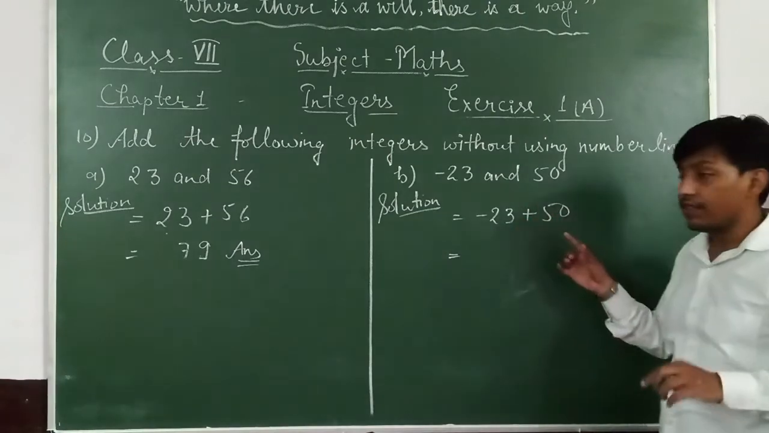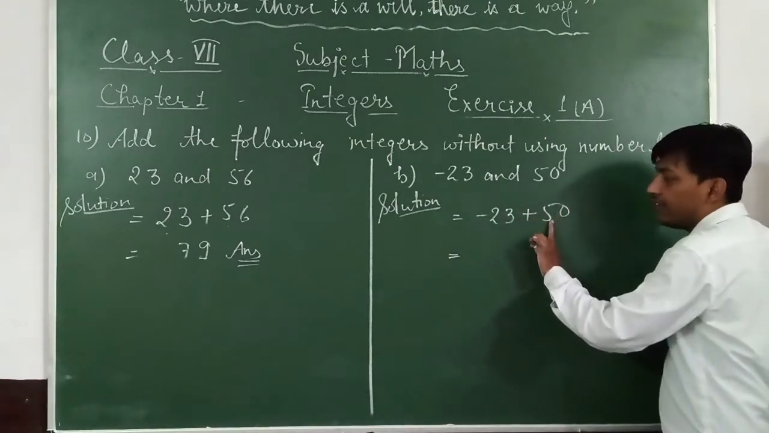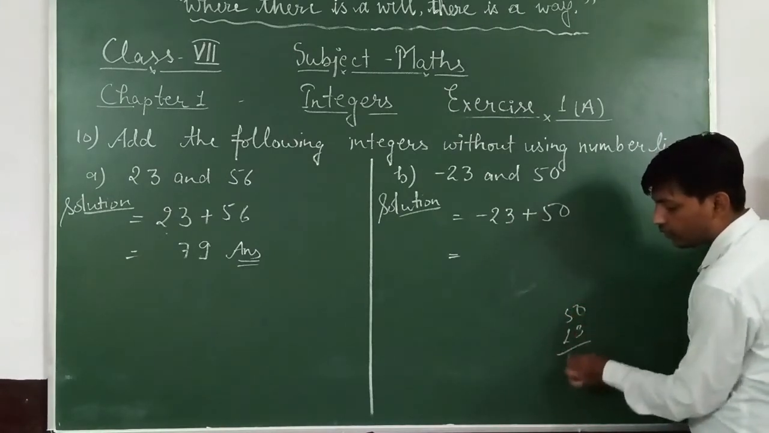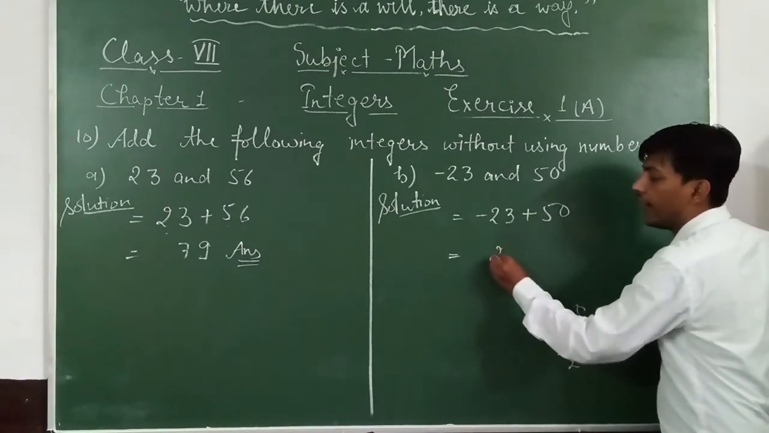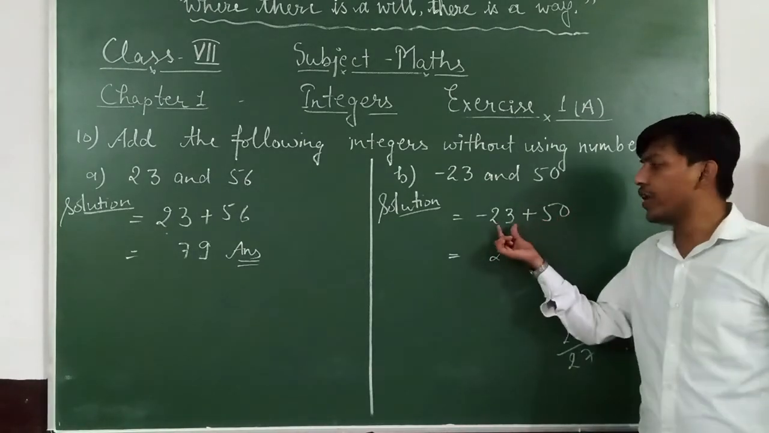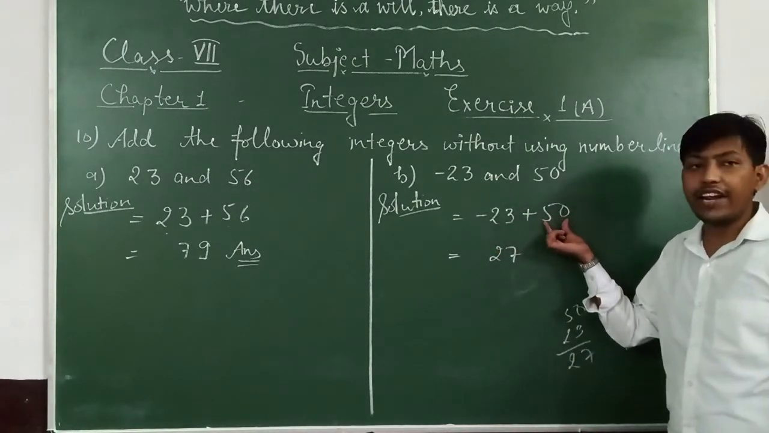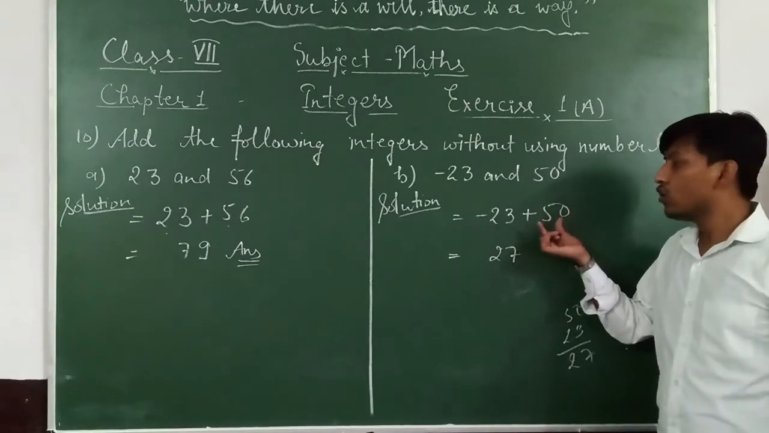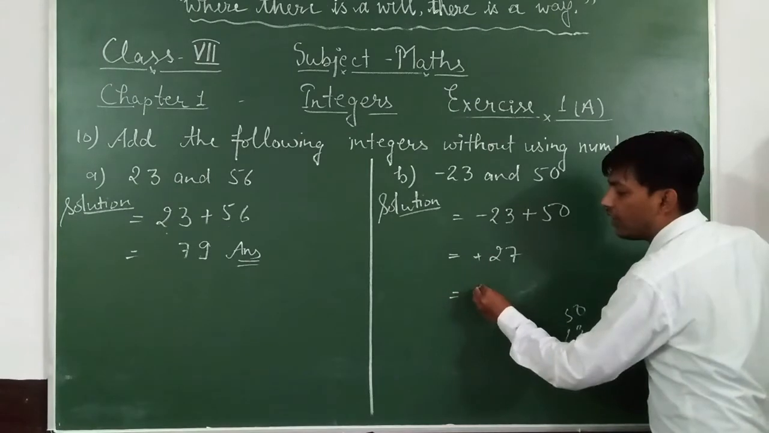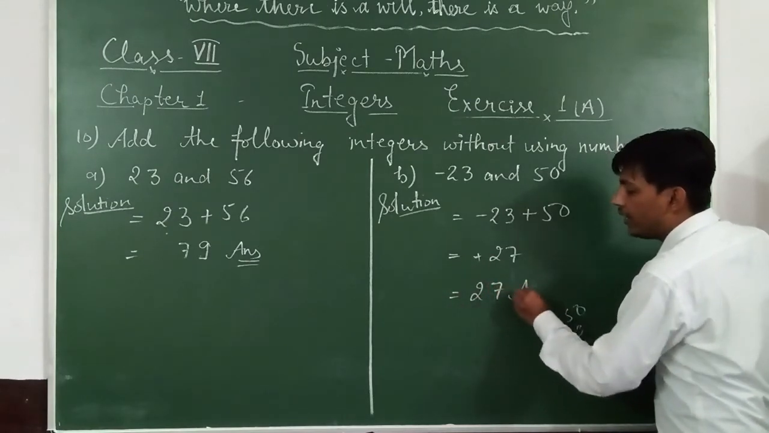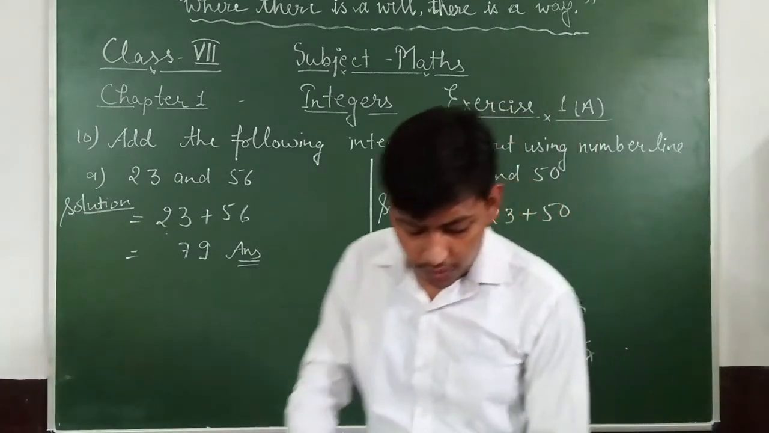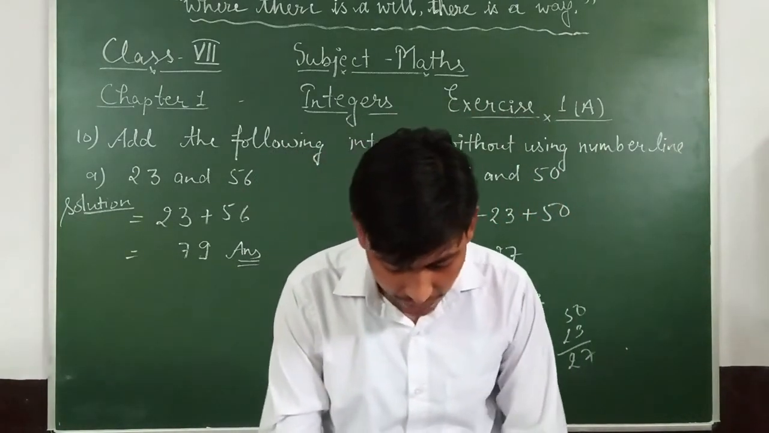Subtract them as whole numbers. 50 minus 23 gives 27. So write 27 and compare which one is greater. 50 is greater or 23? Actually 50 is greater, and when 50 is greater, we will put a plus sign here. So our answer is plus 27 or only 27. Similarly, we can do all parts of question number 10 and question number 11 also.